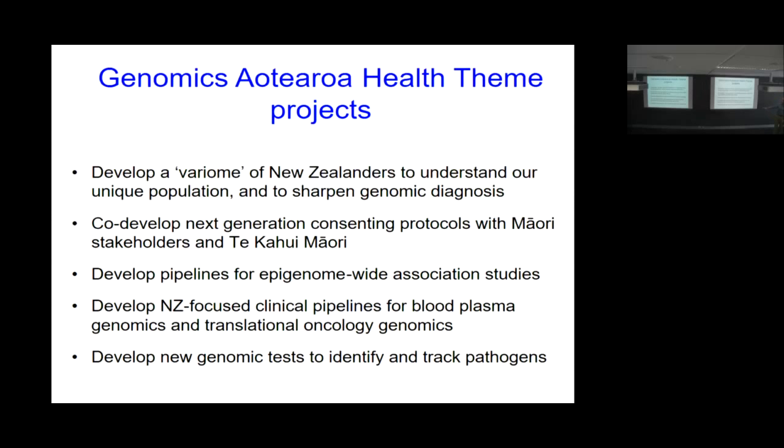There is also the idea of epigenome-wide association study pipelines, a project I'm driving, New Zealand-focused pipelines to analyse genetic variation in cancer, and new tests to track pathogens that ESR is involved in. All of these, I think, are grist for the mill for AI and potentially could work with Cray.